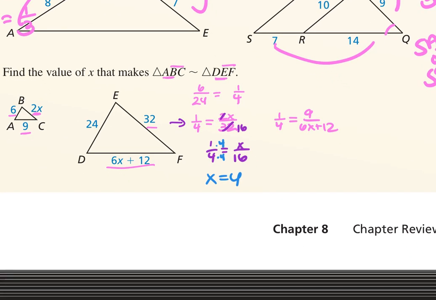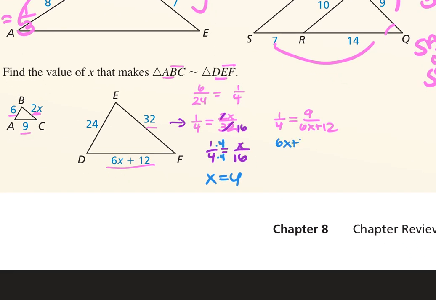If you work it the other way, I'd get 6x plus 12 times 1, so it stays the same, would equal 36. 6x would equal 24, and x would equal 4. So both ways you should get the same answer.